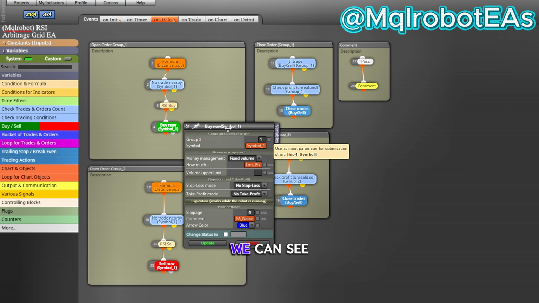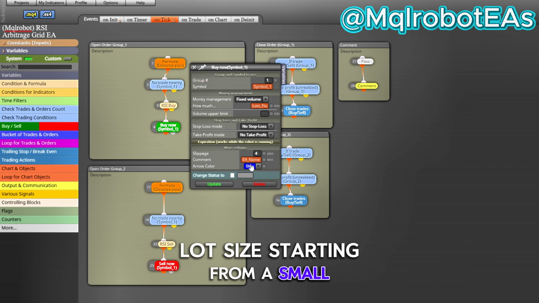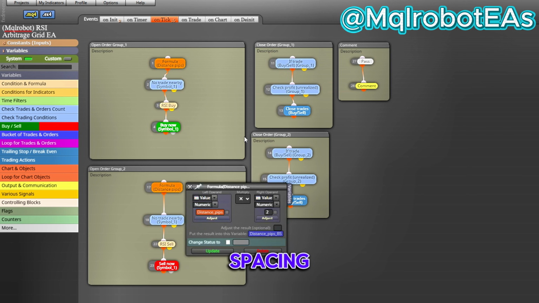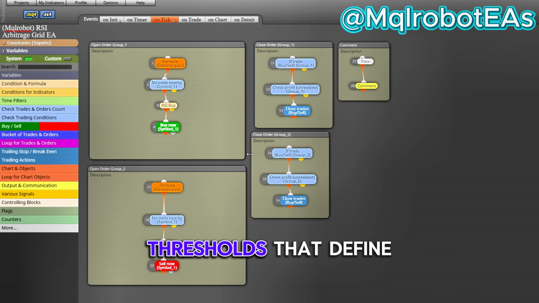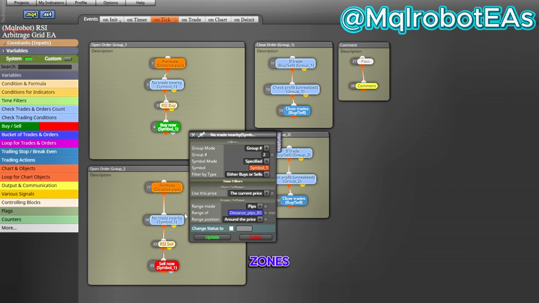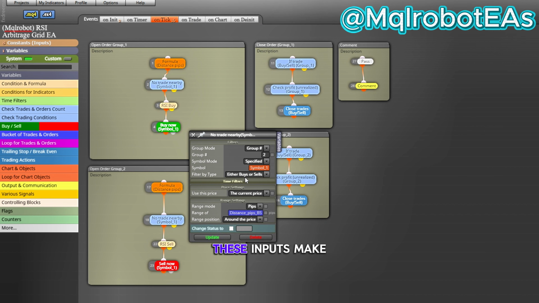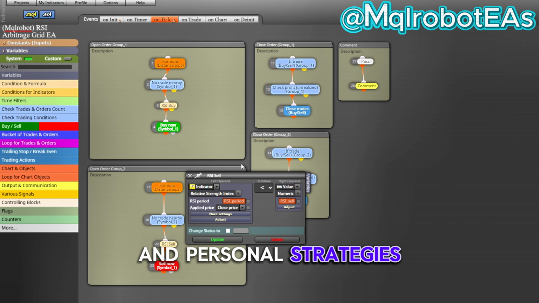Inputs and settings. From the constants, we can see several adjustable parameters: lot size, starting from a small fixed value; distance in pips, to control grid spacing; RSI period, the calculation length of the indicator; RSI buy and sell levels, thresholds that define overbought and oversold zones; and close profit target, to determine when to exit trades. These inputs make the EA flexible, allowing traders to fine-tune it according to market conditions and personal strategies.